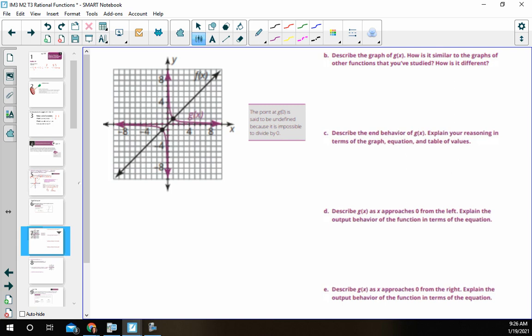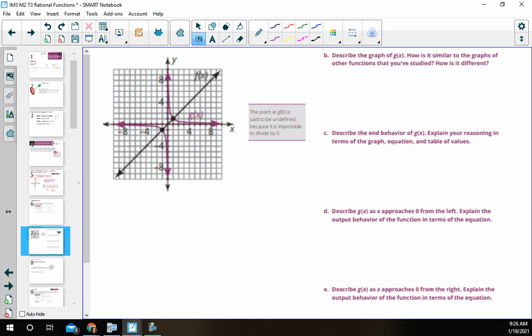Okay, so some similarities. It passes the vertical line test. They look like two exponentials. They both curve like a quadratic. Okay, some differences. They're not straight like a line. There are two lines that are separate from each other.